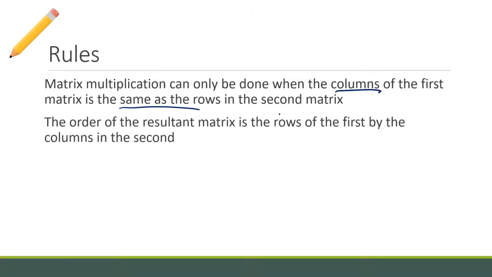The order of the resultant matrix, the answer, is the rows of the first by the columns in the second.